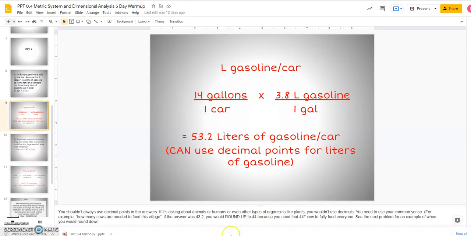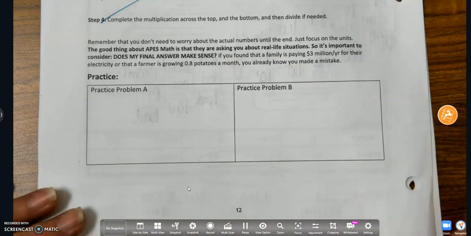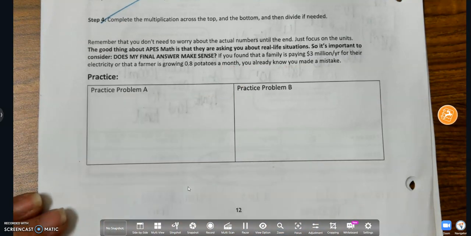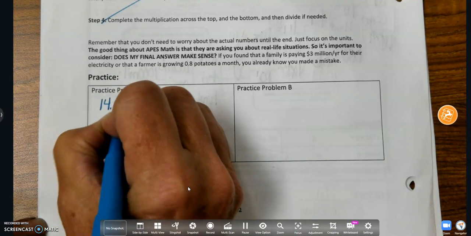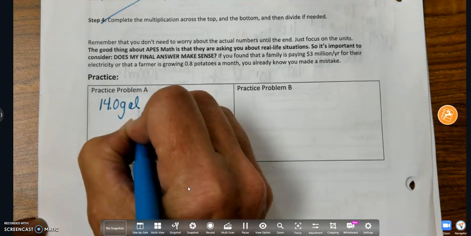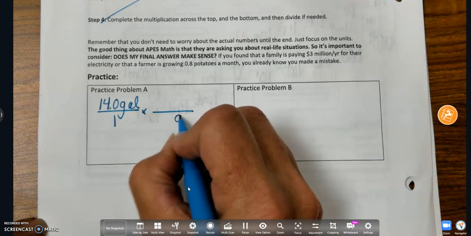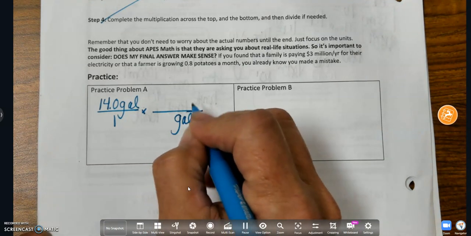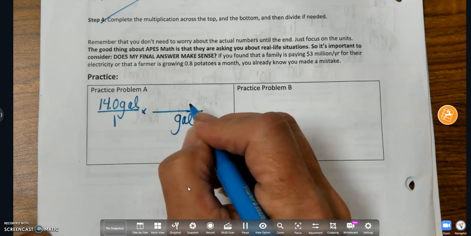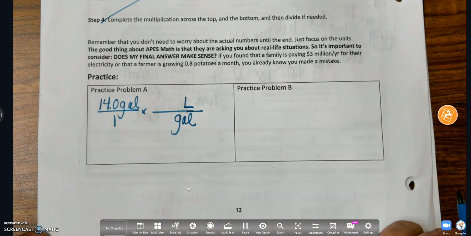So let's go to the HoverCam. And we would start with practice problem A. So I've got 14.0 gallons, right? And put that over 1. That's my given. Drop my gallons. This is exactly the same as our metrics. Now, can I go from gallons to liters? I can. I've been given a conversion. So I can go from gallons to liters.